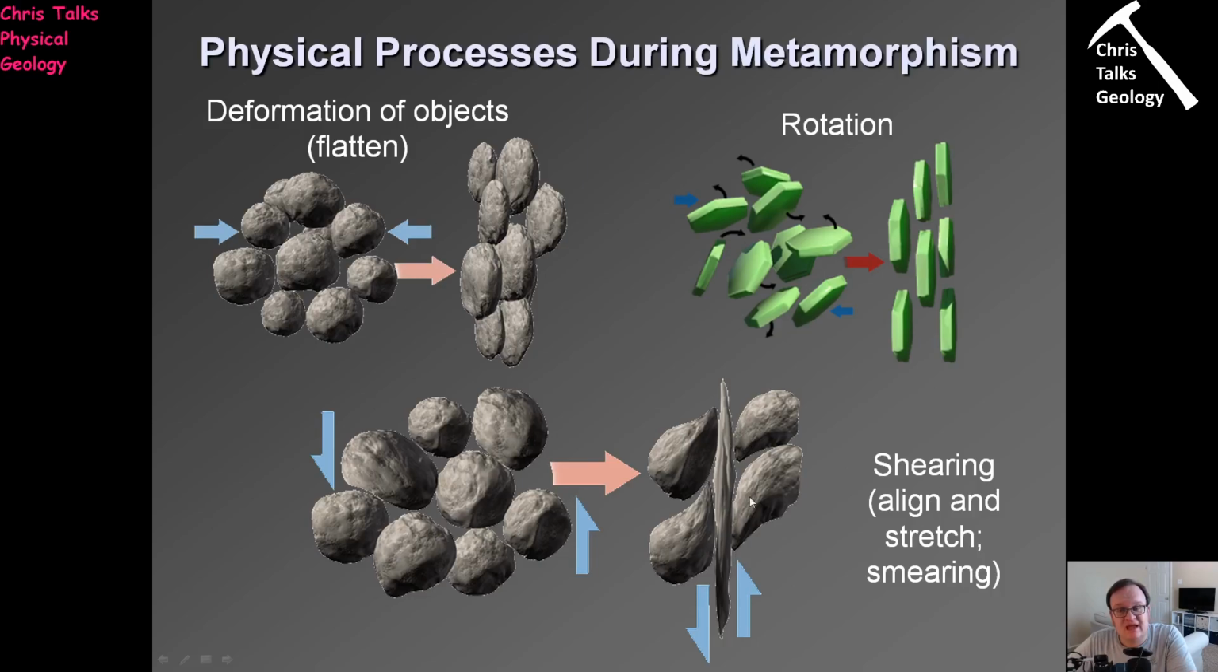Both flattening and shearing are more of a ductile process. If the rock tends to be a bit warmer, a bit softer, it's easier to achieve. In contrast, rotation is both a ductile process and can also happen in the upper and lower crust. It just depends on the amount of pressure.